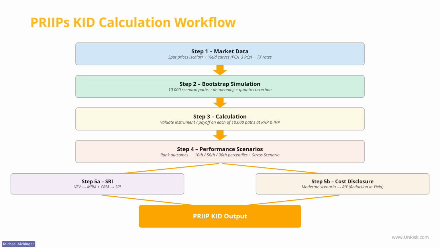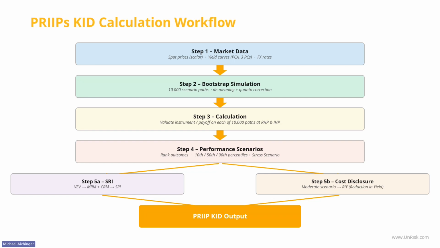How is the PRIIPs KID calculation workflow? In the first step, you collect the market data. In our case, these are the spot prices, which are scalar risk factors, and the yield curves, which are non-scalar risk factors and which then need to be calculated using a principal component analysis. Step 2 is a bootstrap simulation. The PRIIP regulation tells you how you build your 10,000 paths for the scenario and the MRM calculation.